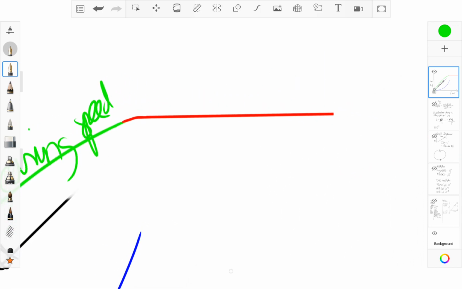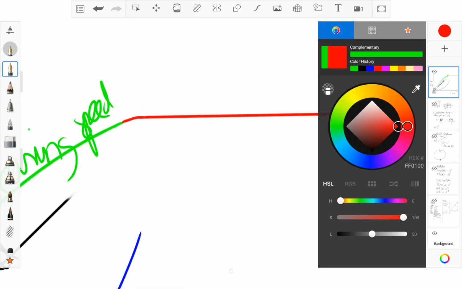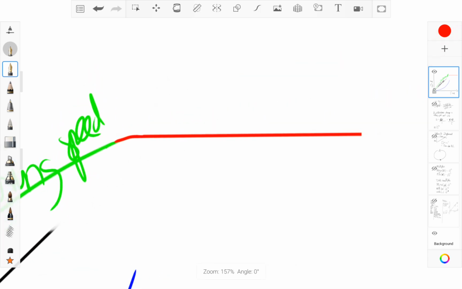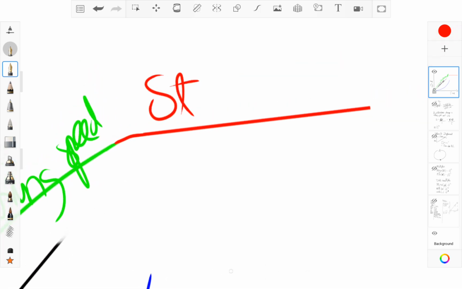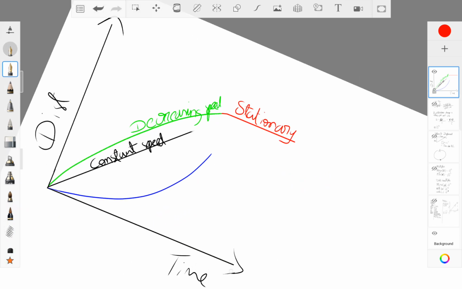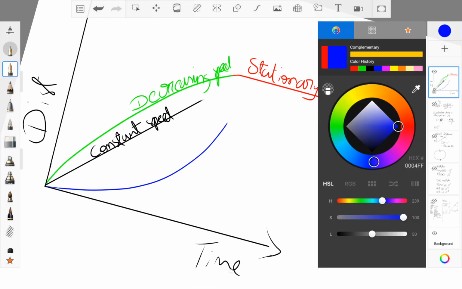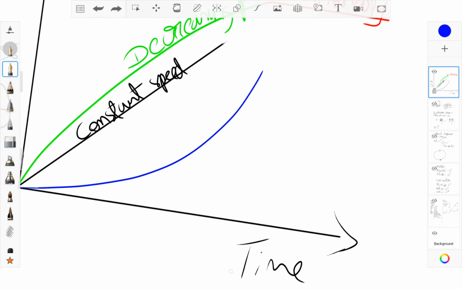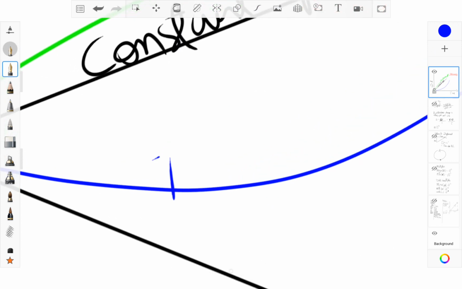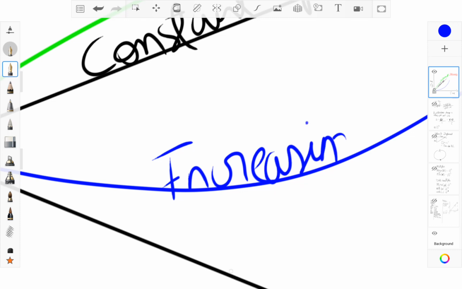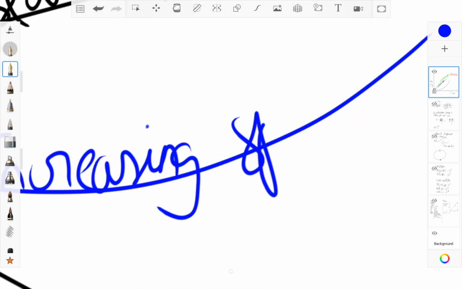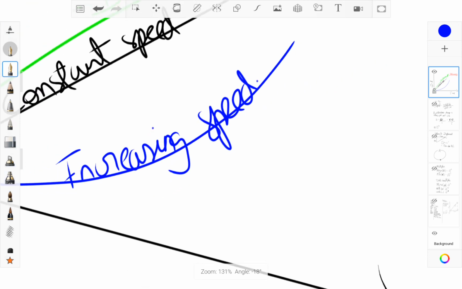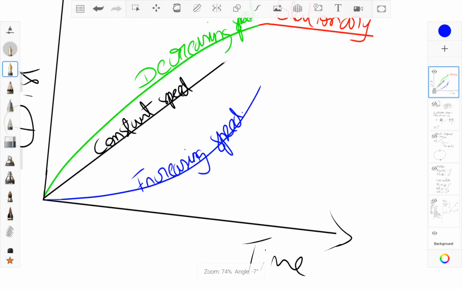The red line, which is a horizontal flat line, shows that the body is stationary or at rest, which means that it isn't moving, stationary. And finally, this blue line, which is a curve like this, shows increasing speed. Right. Now there are a few things that you need to note here.